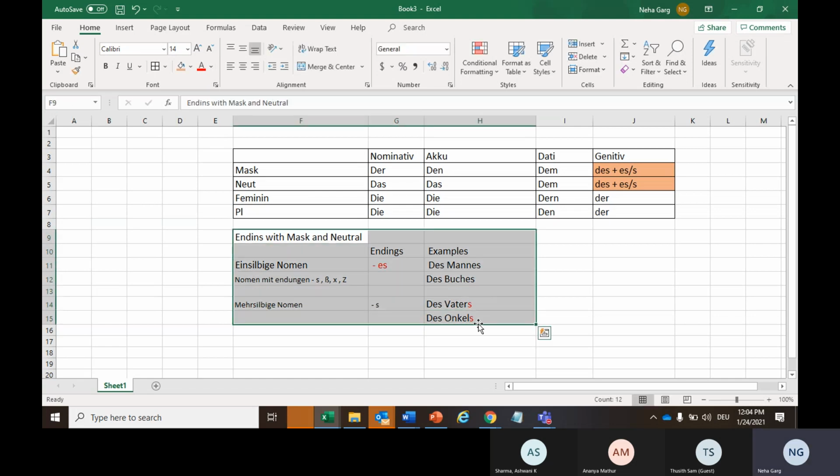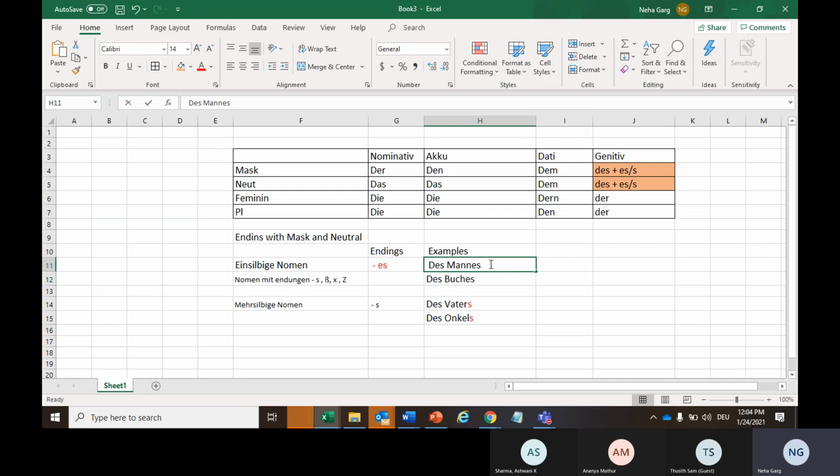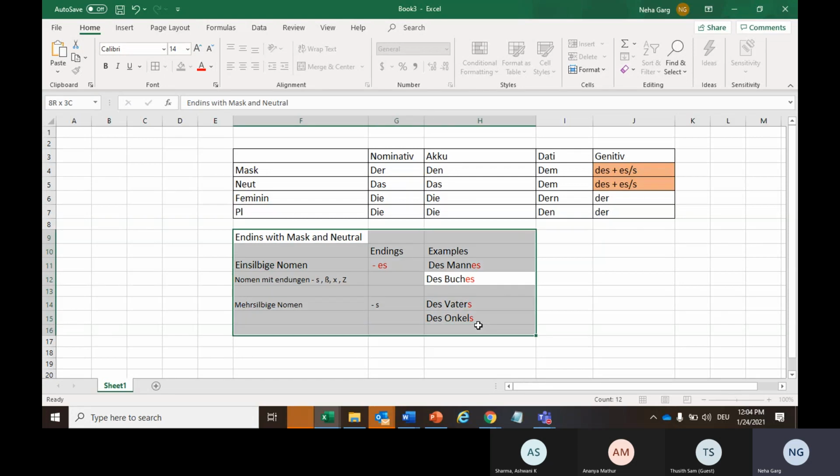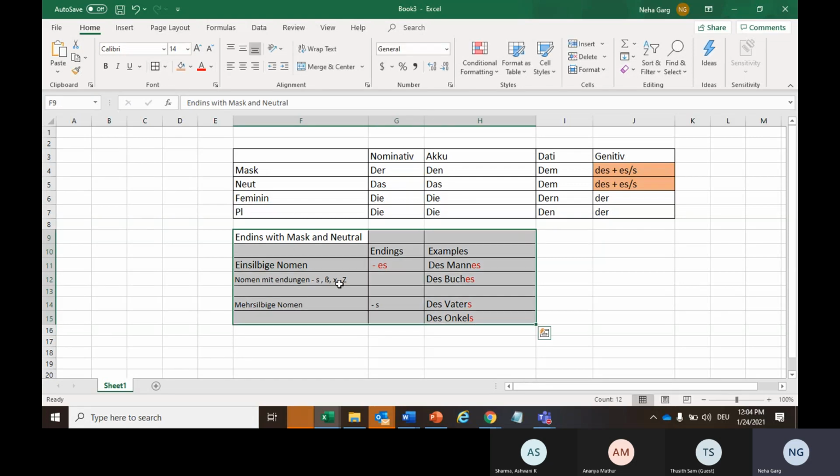Now is it more clear where to use s and where to use es? Yeah. Okay, let's quickly note this down also, and then we'll practice with some basic sentences.